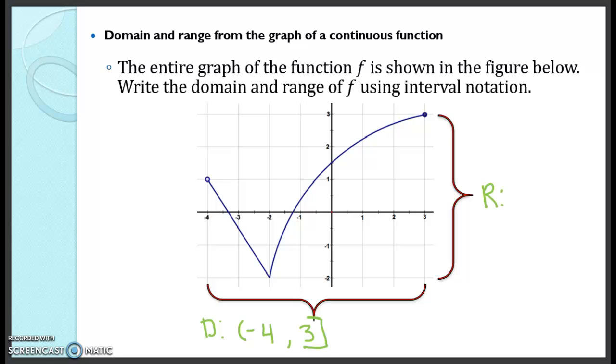What about the range? Well, I'll go from -infinity, but I don't start till -2. Now that's going to be a bracket at -2. Then I'm going to keep going. Now you might get confused with this circle because it's an open circle there, but I do have 1 included here. So I keep going, and then my function doesn't continue after 3. So I'm going to go from -2 to 3, making sure I include those brackets. So that is domain and range from the graph of a continuous function.